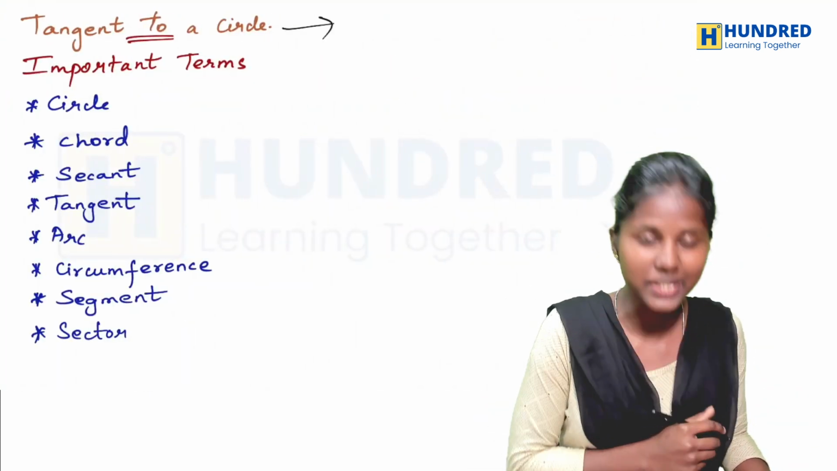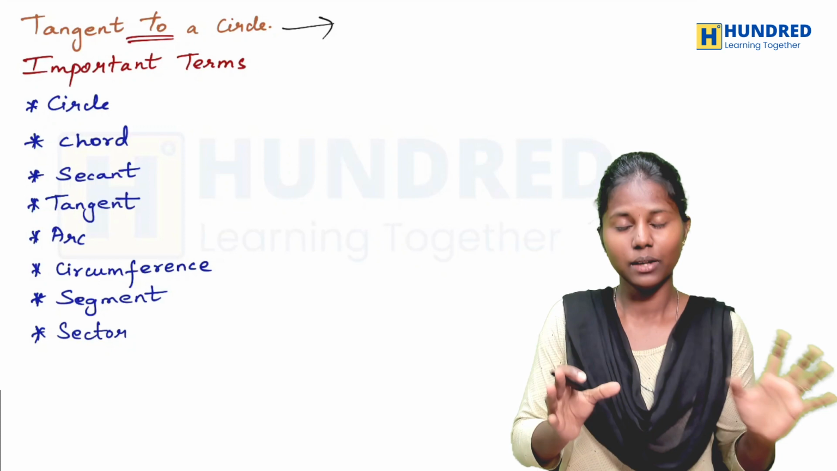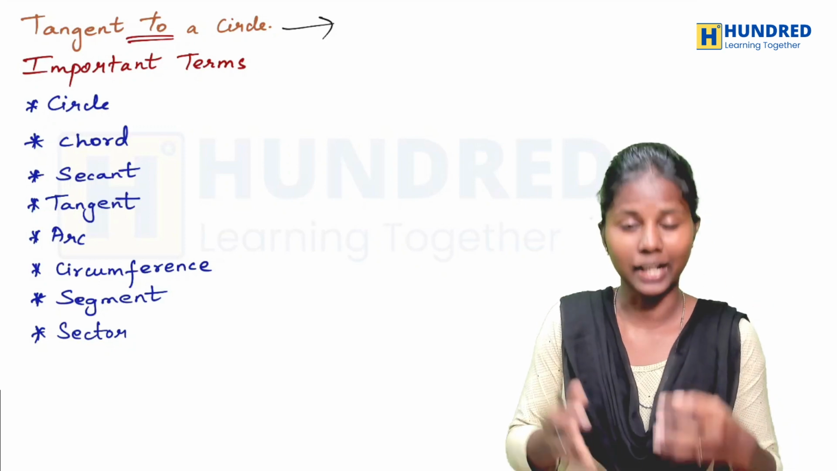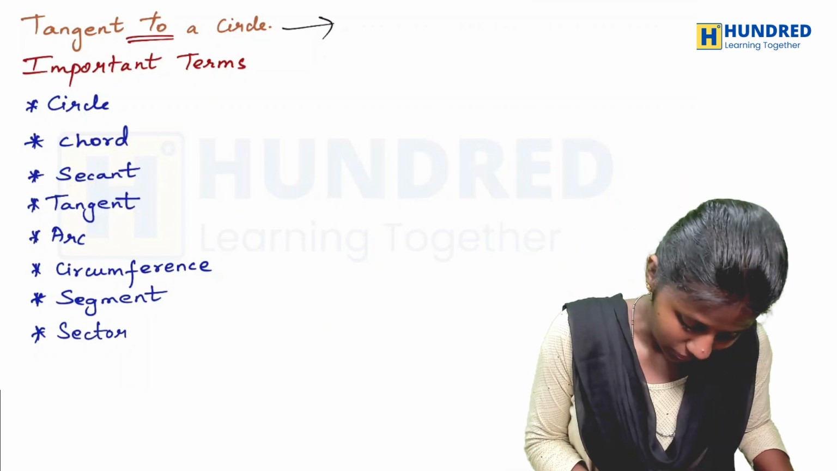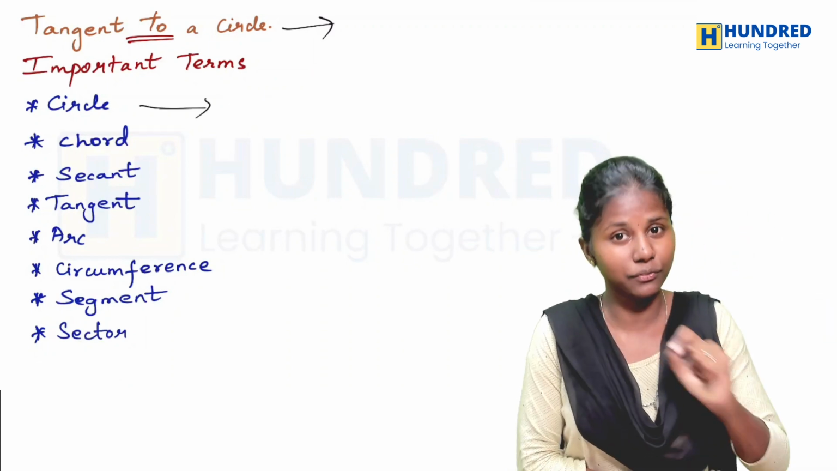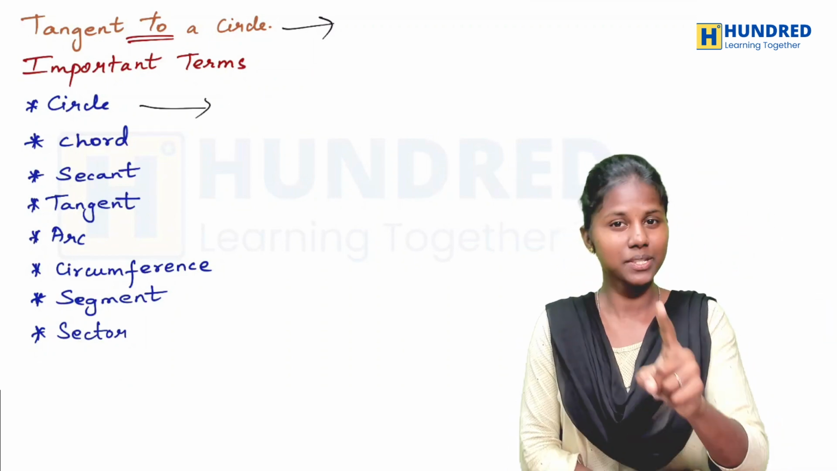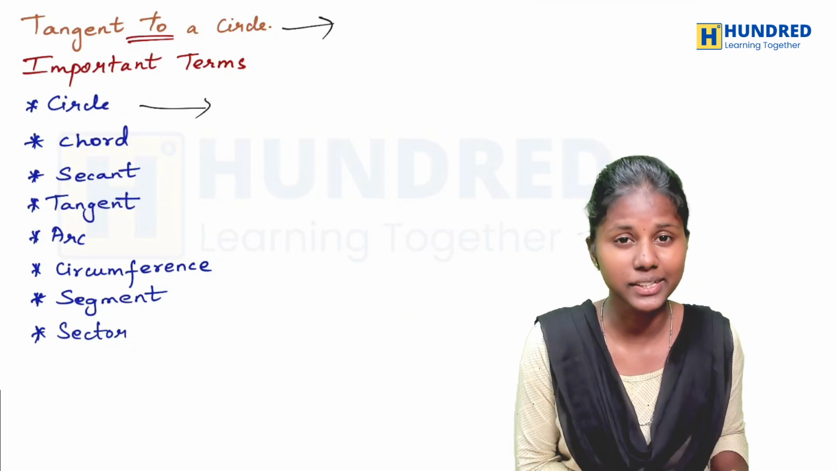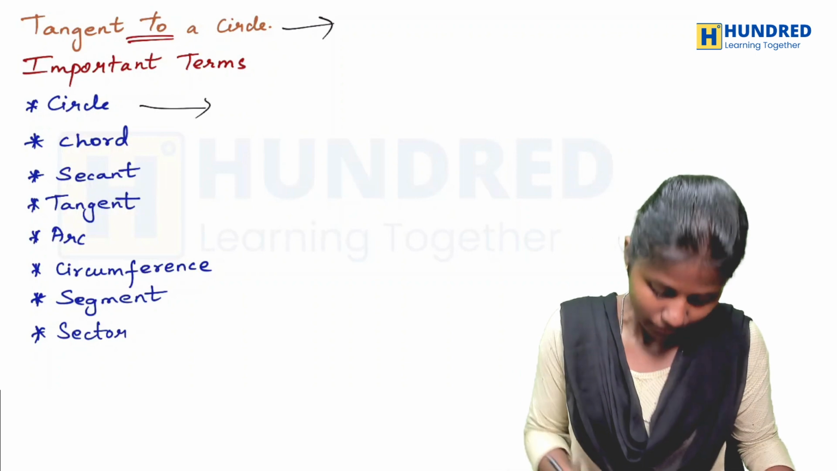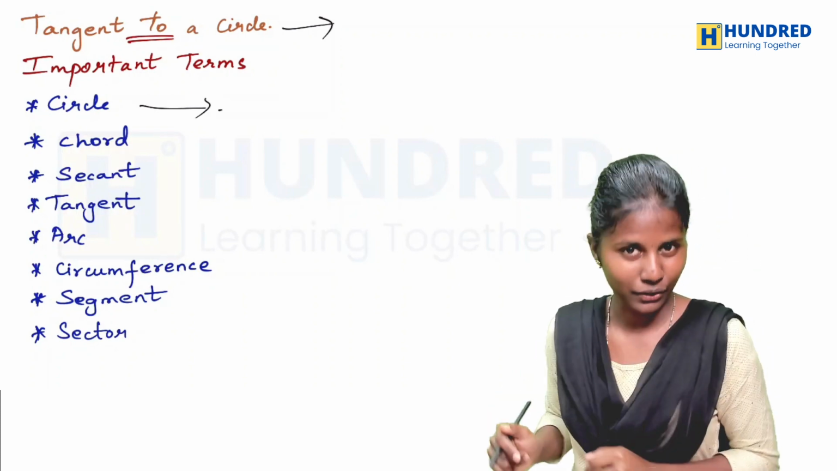First we are going to see what is a tangent of a circle and the terms and formulas regarding this tangent. Before that, the essential term we have to see is the circle. What is a circle? A circle is a 2D shape. It can be formed by the following steps.